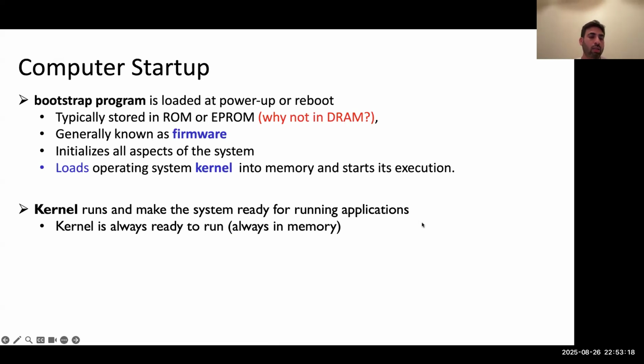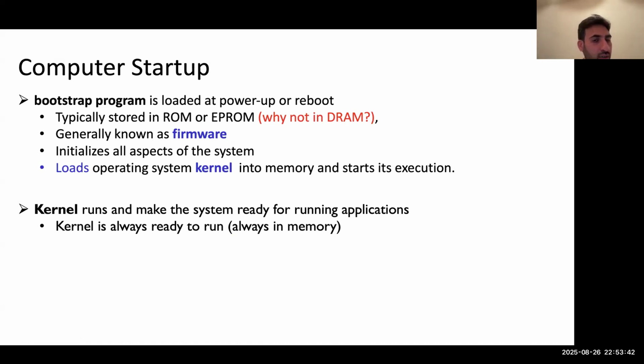Okay. The kernel is the component which is active and running all the time, and it makes the system ready for running applications. And the kernel always resides in memory. What does it mean that it always resides in memory? Earlier we said that the kernel is loaded into the memory. So why are we now saying that the kernel always resides in the memory?